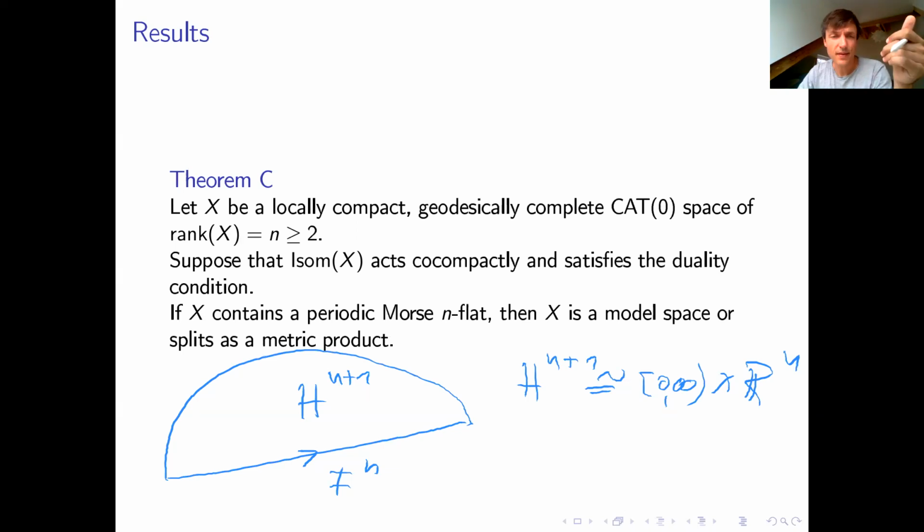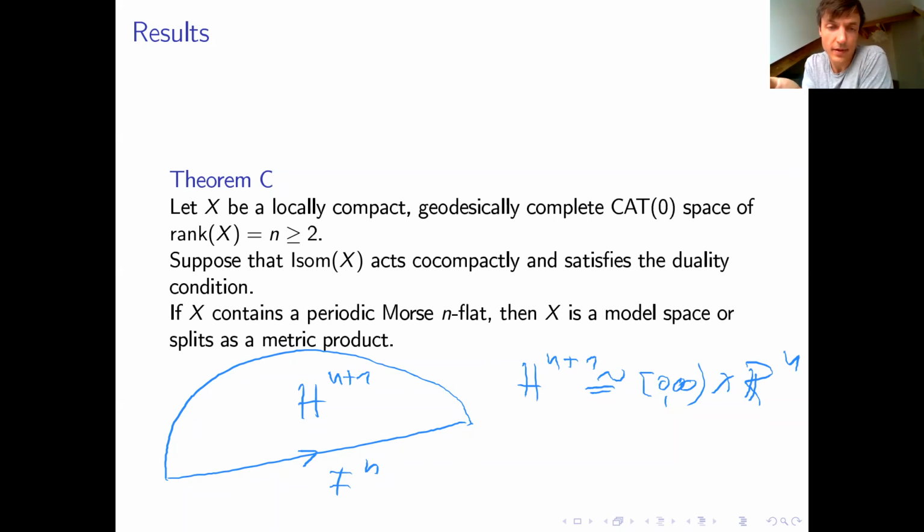And then there is this strange symmetry assumption. Acting co-compactly, I think everybody understands. But then there's this duality condition, and I don't want to get into this. For smooth spaces, if you have a geometric group action, then it automatically satisfies this duality condition. It comes from the fact that we have a nice measure preserved by the geodesic flow for smooth spaces, but there is no such thing for singular spaces. I think it's a conjecture that every geometric group action satisfies the duality condition, but I don't think there's even a partial result in this direction. So I just have to assume it here.